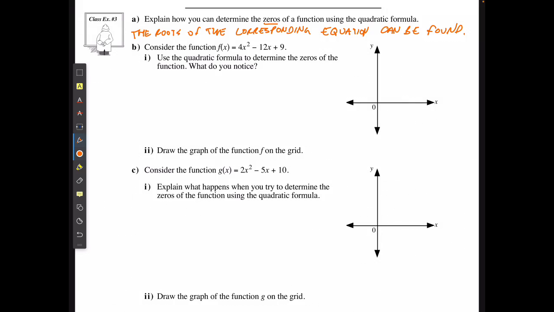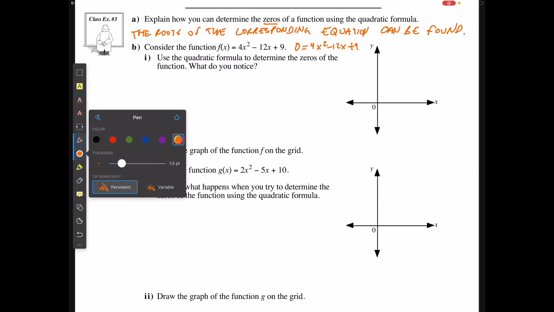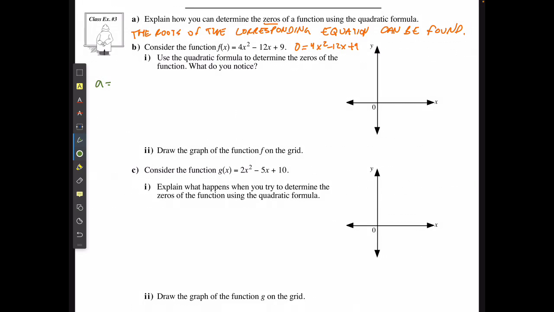So, in this case, if the function is f of x is equal to 4x squared minus 12x plus 9, then if I replace the f of x with 0 is equal to 4x squared minus 12x plus 9, then I can see from this equation that a is equal to 4, b is equal to negative 12, and c is equal to 9. That's what I'm going to substitute into my equation.